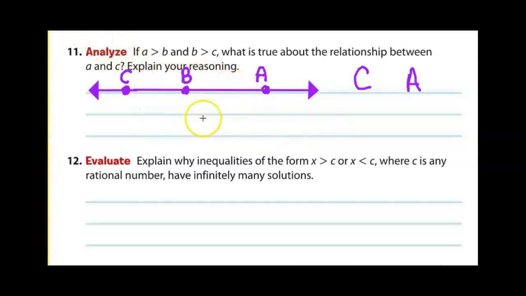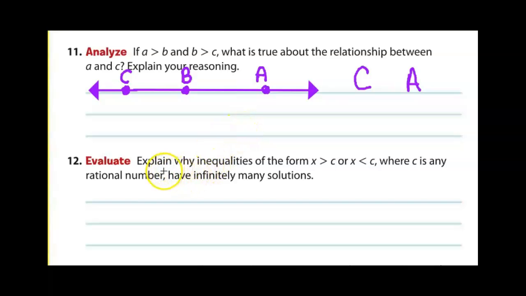I really don't want you copying down my answers on this, but I do want you to write something down. When I check the notes, I will expect that you wrote your own sentence in your own words. But it is clear that C cannot be greater than A, because A is over here on the number line and C is over there. So C has to be less than A, because C is less than B and A is greater than B. So you need to have your reasoning written down here.